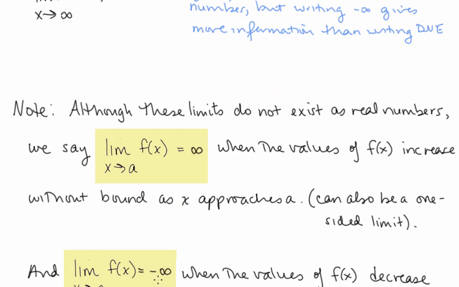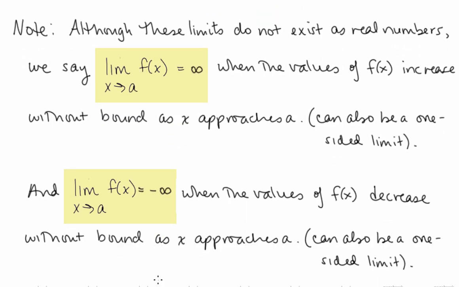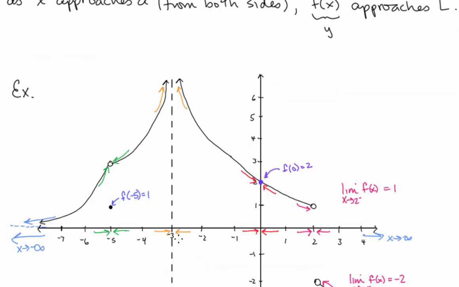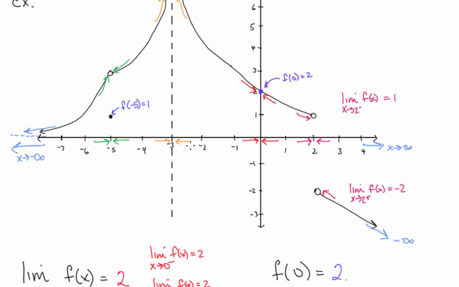So just for completion, I write this out again here. Although these limits do not exist as real numbers, we say the limit of f of x as x goes to a is equal to infinity when the values of f of x increase without bound as x approaches a. And this can also be a one-sided limit. We can also talk about limits being infinite from the left or from the right. So again, this is the case that we had here as x is approaching negative 3. As x is approaching negative 3 from both sides, our function values increase without bound. They go off to positive infinity.